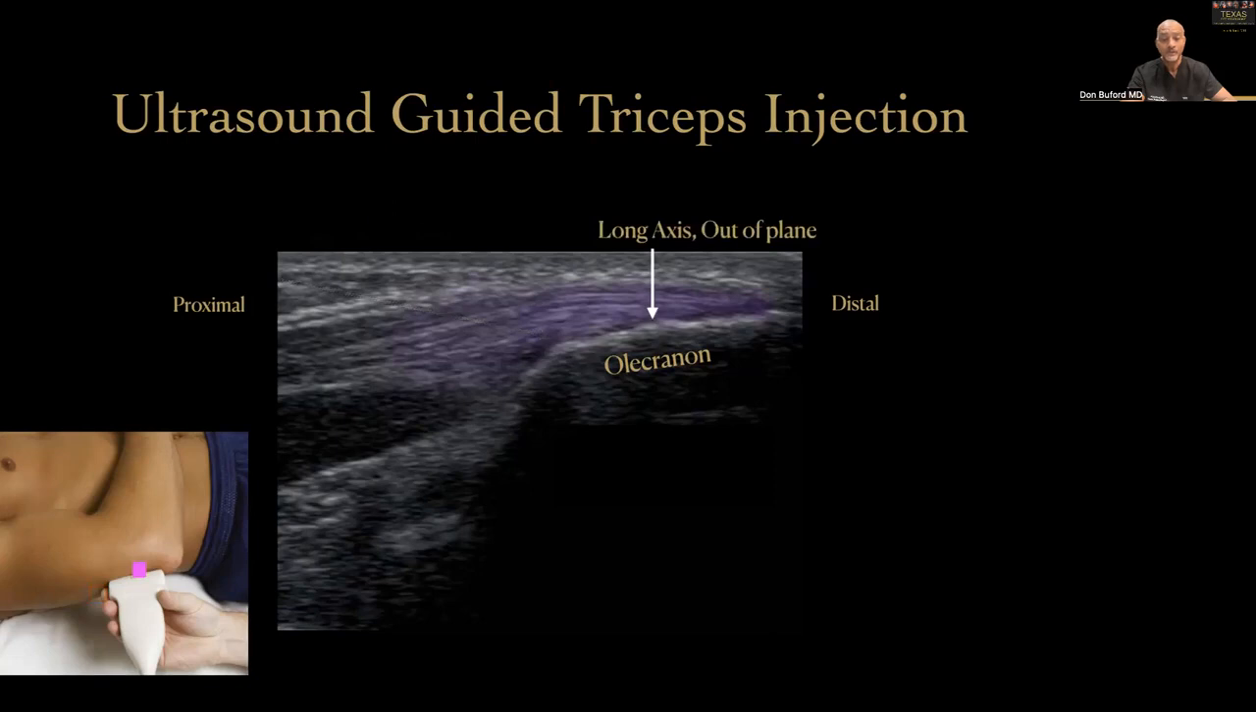If you wanted to do this using a long axis view of the triceps, but out of plane, you'd have the exact same image, but now look what happens to your needle insertion point. Instead of being at the edge of the transducer, it's now right at the midpoint. And that would allow you to bring that needle straight down to bone right here.